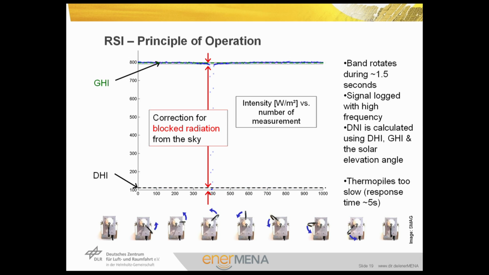Because you need to log the signal with a high frequency, you cannot use thermopiles for this type of RSI with a continuous rotation. Thermopiles usually have a response time of approximately 5 seconds, so they are too slow. There are also RSIs with a discontinuous rotation. In this case, the shadow band moves until a region close to the solar disk. It stops. Then you measure the shoulder values. Then the shadow band moves so that it covers the sun, and you measure what we saw here as the minimum of the curve. Then the rotation continues.